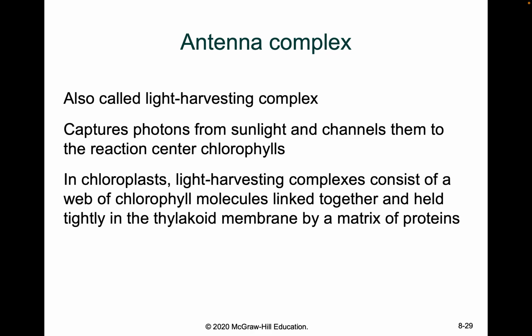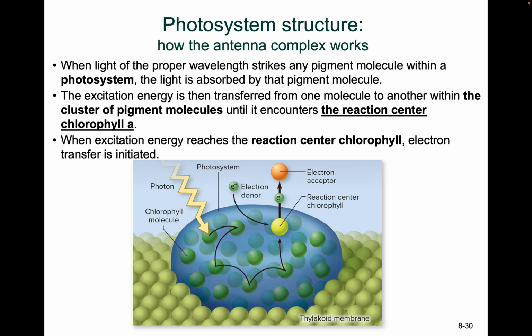So let's talk more about the antenna complex. They also call it the light harvesting complex. Again, their names are very self-explanatory, guys. That's the nice thing about biology, that most of the names tell you their function. They're harvesting light. That's what they do, and they're literally a matrix of proteins and chlorophylls all linked together. Most of them are accessory pigments mixed with proteins in a matrix that are able to just collect these photons to pass them on to the reaction center.